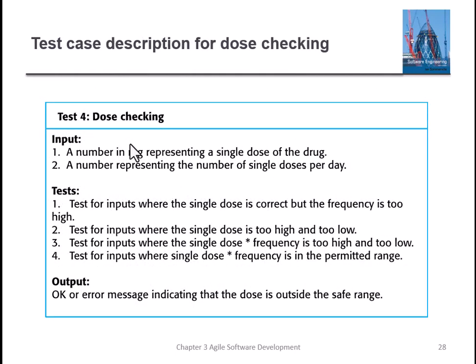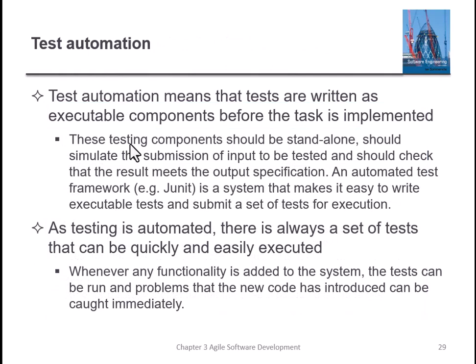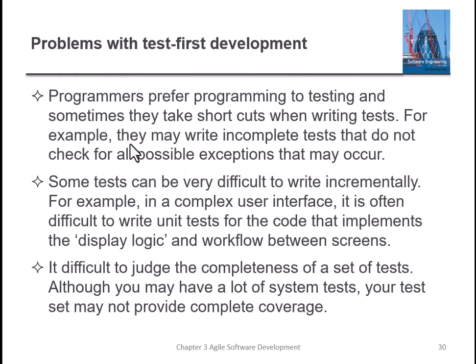Test case description. This is an example of a test description. For example, test 4 is on dose checking. So we will have the input, the test, the desired or expected output, and then the real output. Test automation means that tests are written as executable components before the task is implemented. As the task is automated, there is always a set of tests that can be quickly and easily executed.